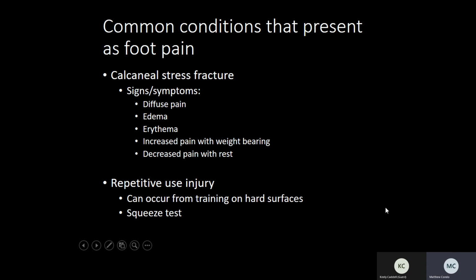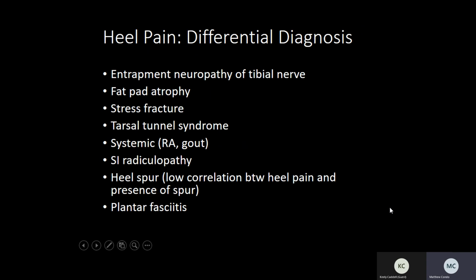All right, guys, let's get rolling again. So when we look at heel pain, and especially entrapment of the tibial nerve, watch out. Watch out for this one again. Tarsal tunnel syndrome is a real thing. It can happen a lot. It can creep up on you.